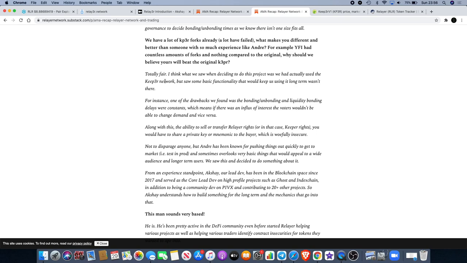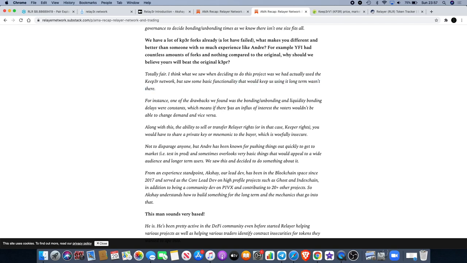Okay, so totally fair. I think what we saw when deciding to do this project was we had actually used the Keeper network, but saw some basic functionality that would keep us using it long term wasn't there. So straight away we see that they're looking at more of a long-term perspective.